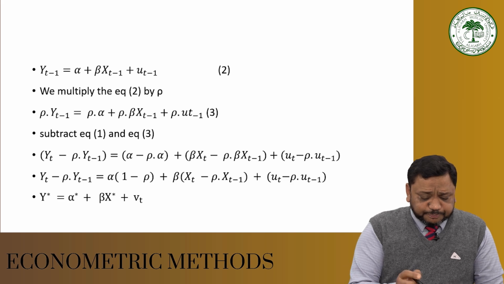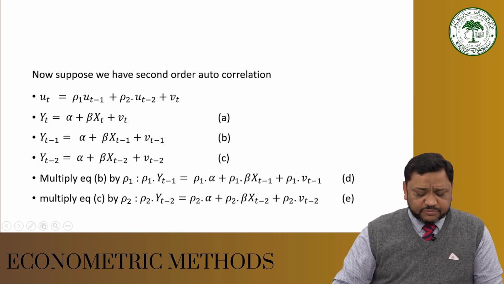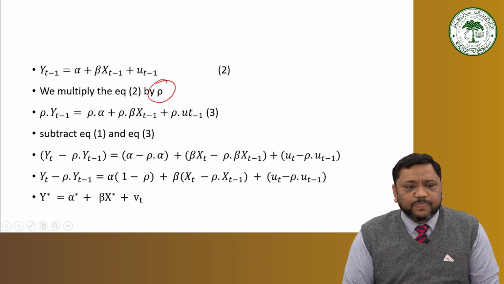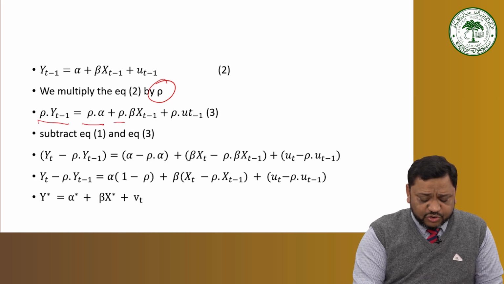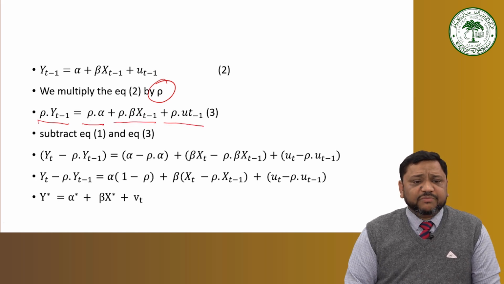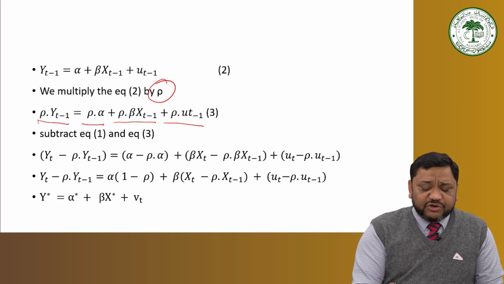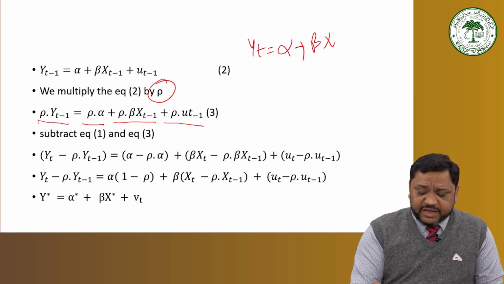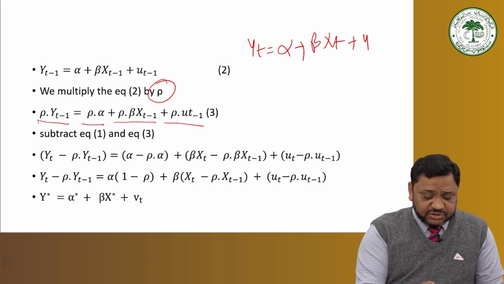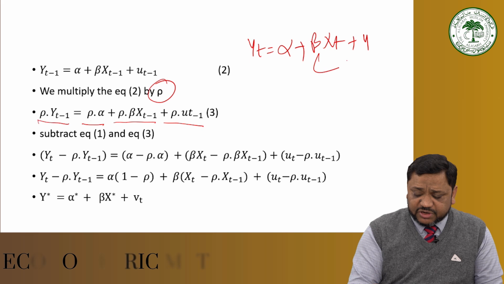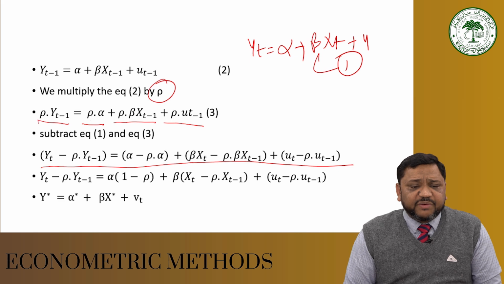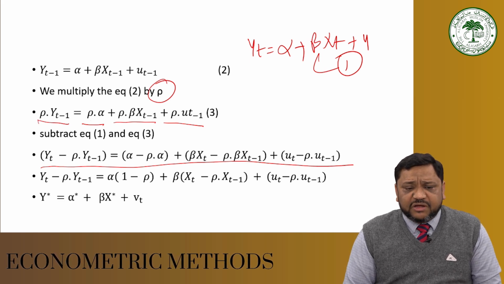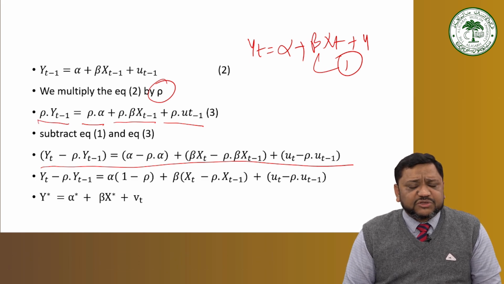Now we multiply this with rho. So it becomes rho yt minus 1 is equal to rho alpha plus rho beta xt minus 1 plus rho ut minus 1. Then our original equation was yt is equal to alpha plus beta xt plus ut. Now this minus this, original equation, this is equation number 1, you do the minus, and the term which we get is alpha minus rho alpha plus beta xt minus rho beta xt minus 1 plus ut minus rho ut minus 1.